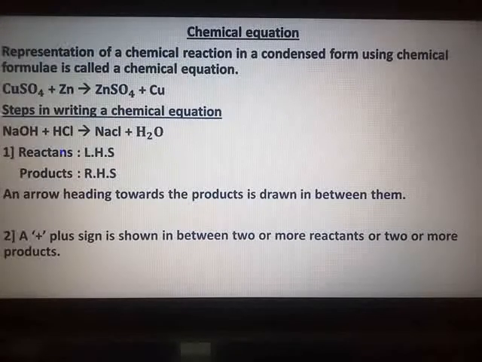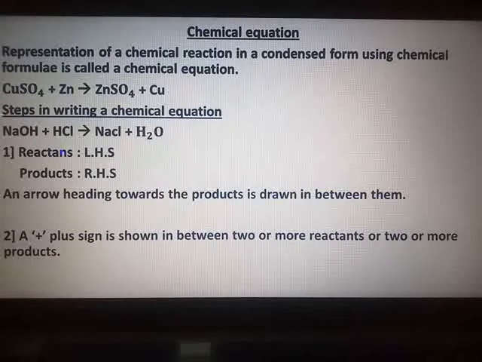Representation of a chemical reaction in a condensed form using chemical formulae is known as chemical equation. The first step here is that whenever you write a chemical equation, your reactants, the ones which are going to take part in a chemical reaction, they should be written on the left hand side, whereas the products should be written on the right hand side.